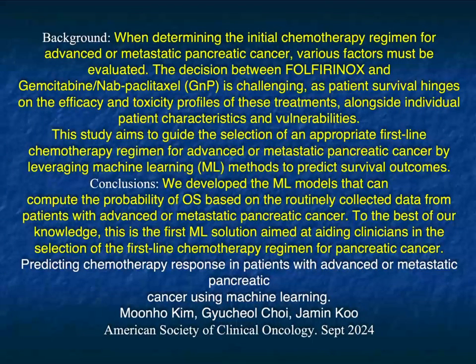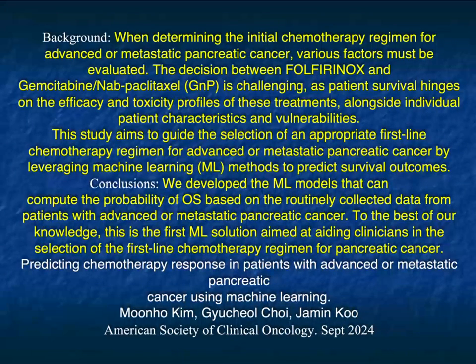In this article by Kim, American Society of Clinical Oncology made the point that they developed models that compute the probability of the patient having spread based on the routinely collected data from patients with advanced or metastatic pancreatic cancer. To the best of our knowledge, this is the first machine learning solution aimed at aiding clinicians in the selection of the first-line chemotherapy regimen for pancreatic cancer.